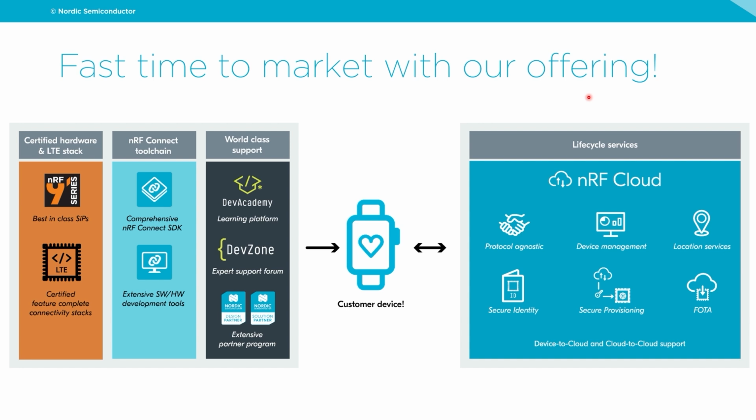And let's now shift gears into what Nordic has to offer in this space. So Nordic has a complete solution for Cellular IoT. And what we're trying to do is to make sure that customers can go to market as quickly as possible using our solution. So starting on the left-hand side here, we have the certified hardware and the stack. So we have the SIPs, the NRF91 series, and they have the certified connectivity stacks and the modem firmware. So all of this is pre-certified with the carriers, which means that you don't need to worry about any of that. You just use the products and you deploy your devices out into the field.